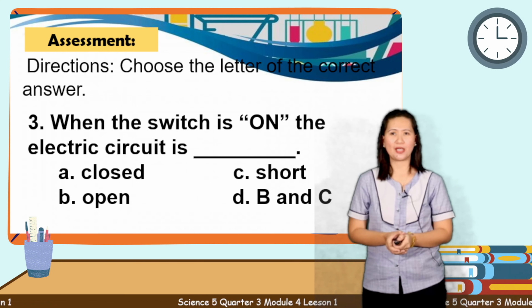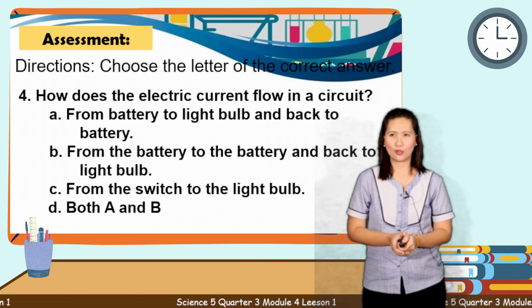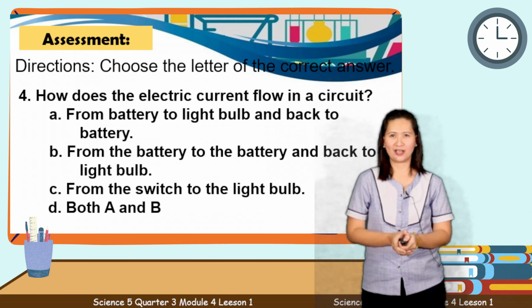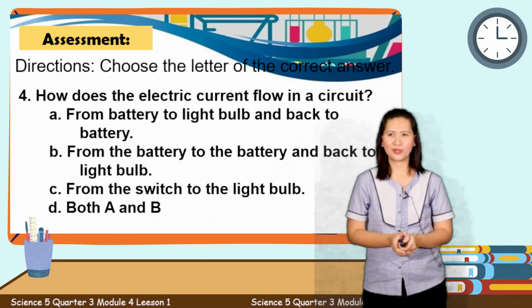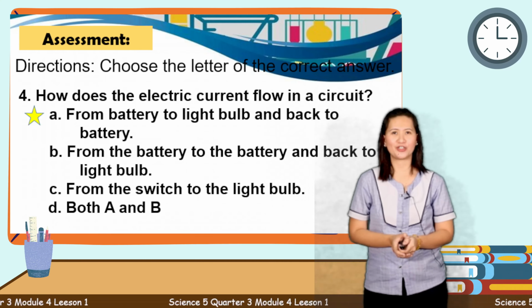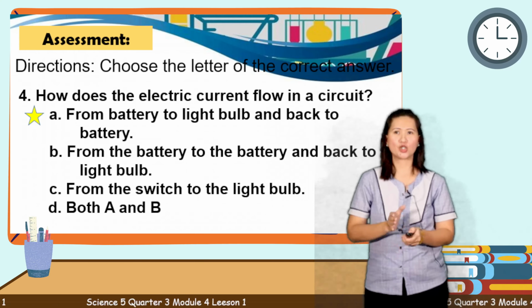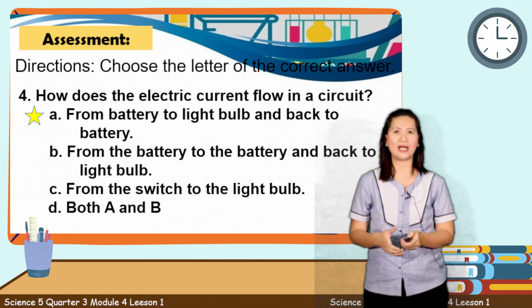Number 4. How does the electric current flow in a circuit? A, from the battery to the light bulb and back to the battery. B, from the battery to the battery and back to the light bulb. C, from the switch to the light bulb. Letter D, both A and B. So, what is your answer? Okay, the answer is letter A. From the battery to the light bulb and then back to the battery again.